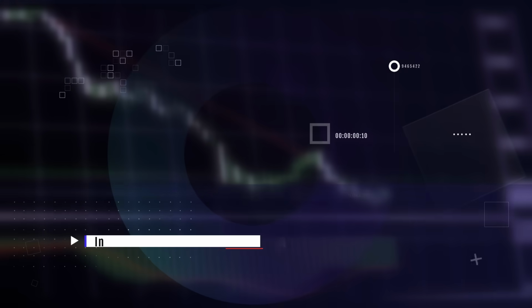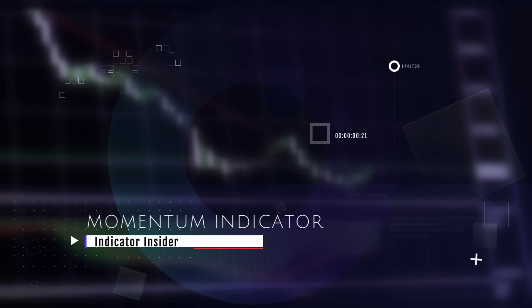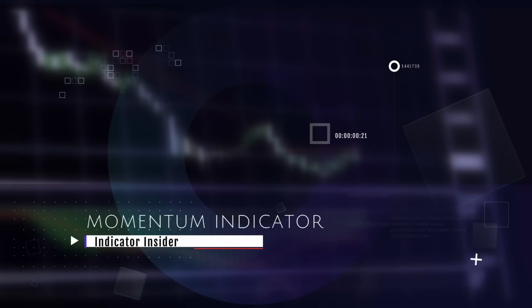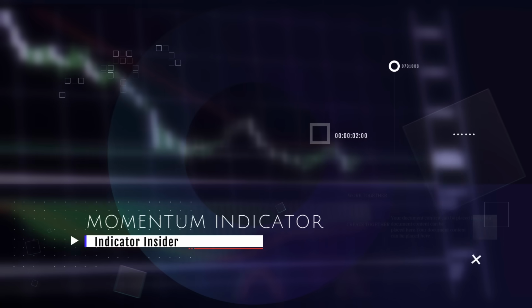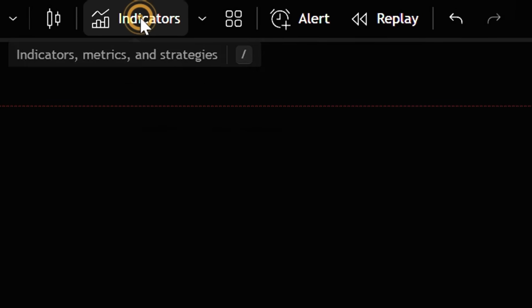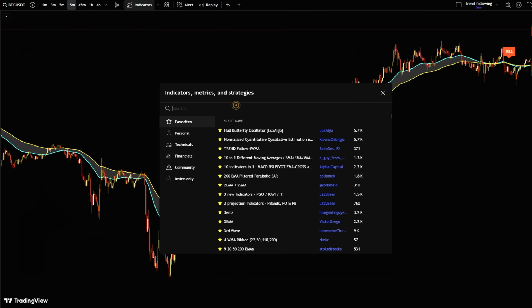I'm gonna give you a momentum indicator that acts like our final confirmation. It makes sure we're always trading with the flow of the market. And for that, we're gonna use an indicator called MACD. So head back up to the Indicators tab one more time, search for MACD and add it to your chart. And yeah, of course, this one's completely free too.